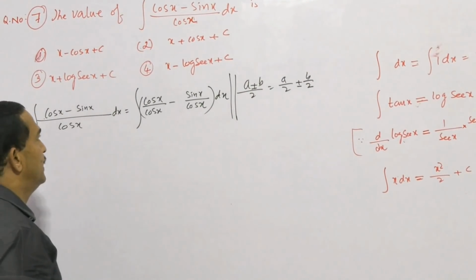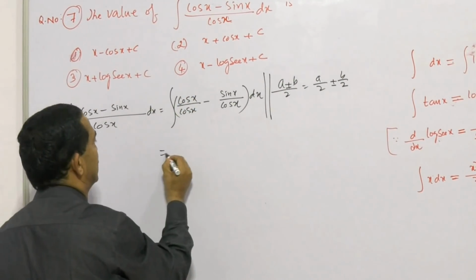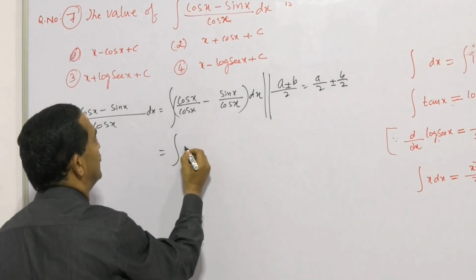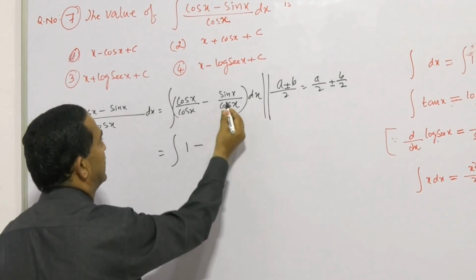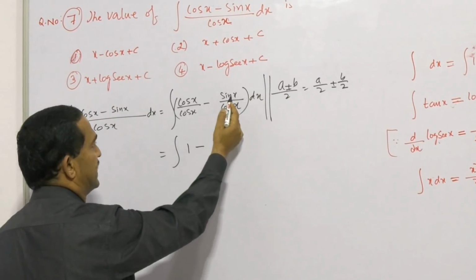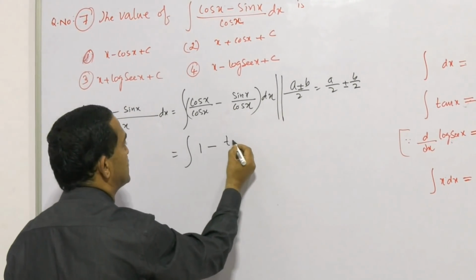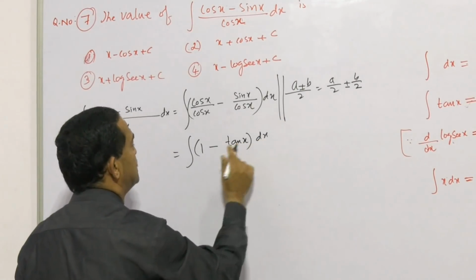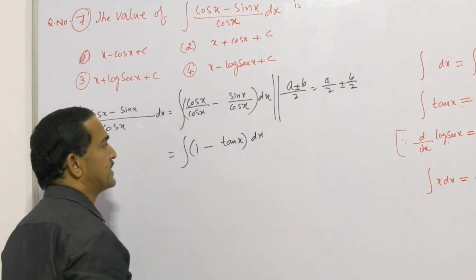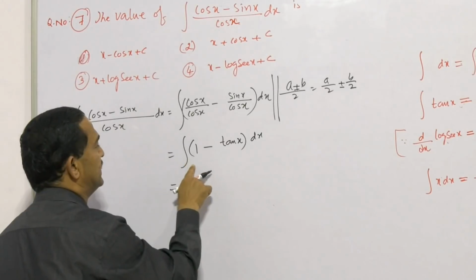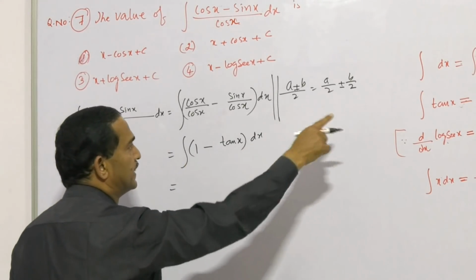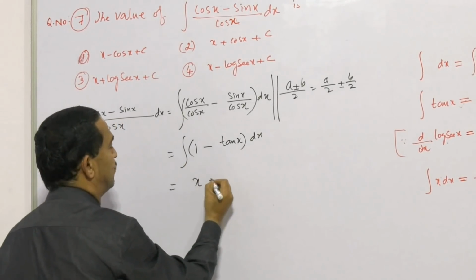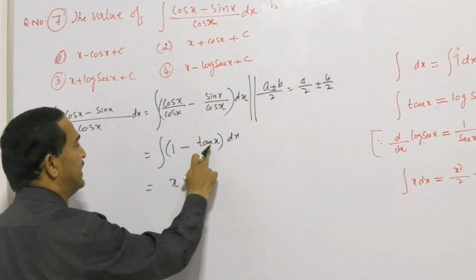Now, cos x will cancel and you are left with the integral of 1 minus the integral of sin x by cos x. By trigonometry we know sin x by cos x is tan x, so we have the integral of (1 minus tan x) dx. I told you the integral of 1 dx is x, minus the integral of tan x.